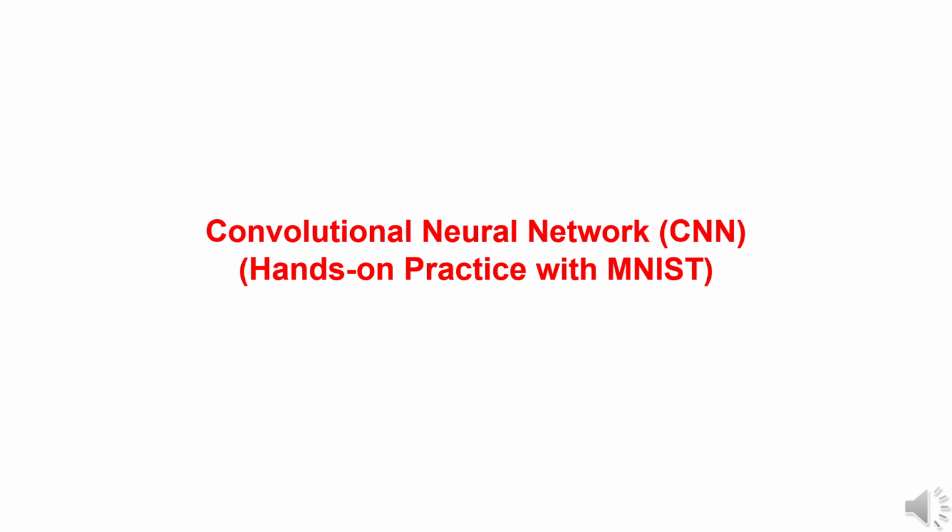In this video, we'll be implementing a convolutional neural network, one of the most well-known deep learning algorithms for image processing, using code. Specifically, we'll apply a CNN model to the popular image classification example, the MNIST dataset.